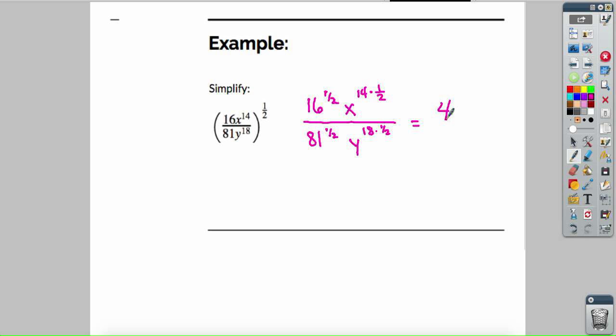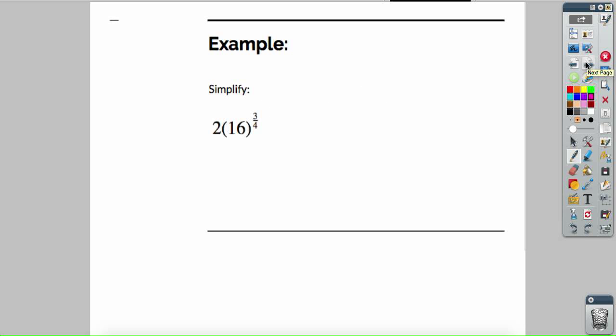Excuse me, and then I'm going to go ahead and take my exponents and multiply them. So 14 times 1/2 is going to give me 7. So that becomes my numerator. Again, I'm looking at my chart here. 81 to the 1/2 power is going to become 9. And then y to the 18 times 1/2 is y to the 9th power. I can't simplify my fraction any more than that. 4 doesn't go into 9. And I've got x to the 7th and y. Those aren't the same letter, so I can't combine those any further. I am done with that problem.